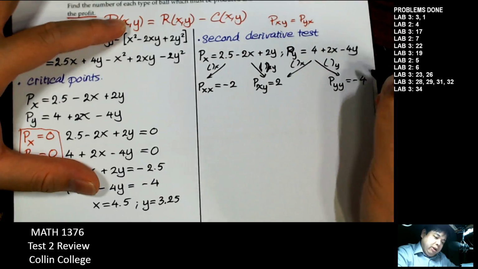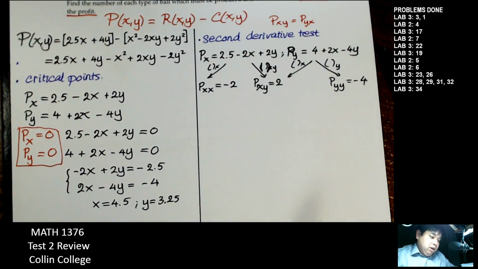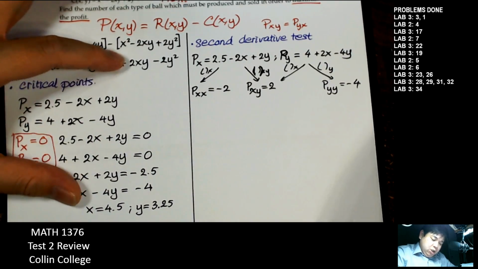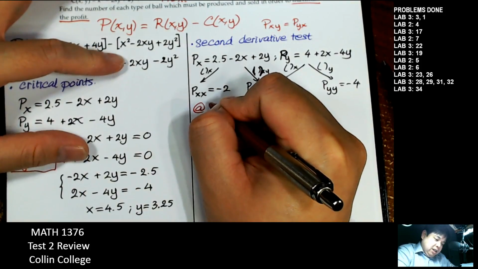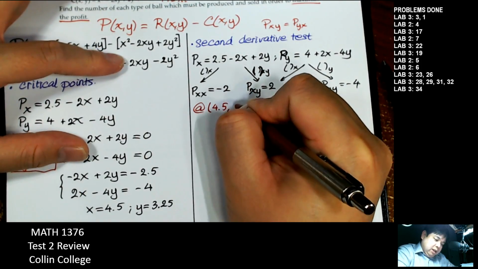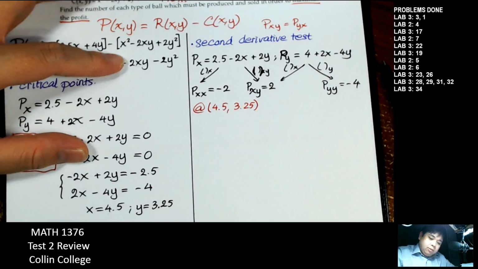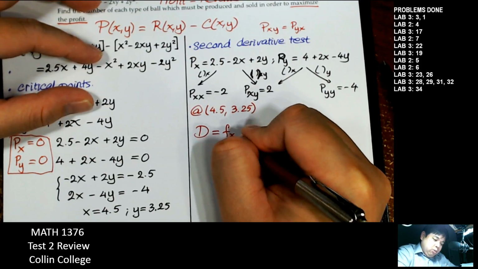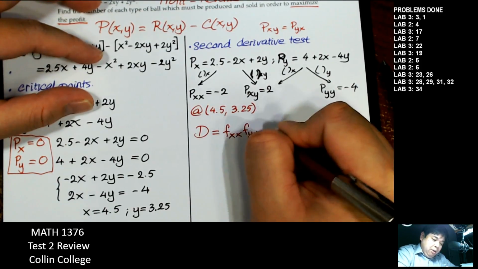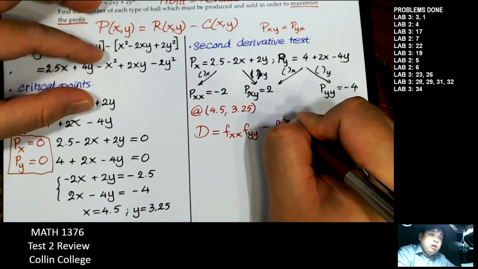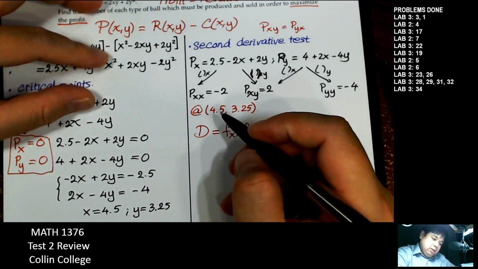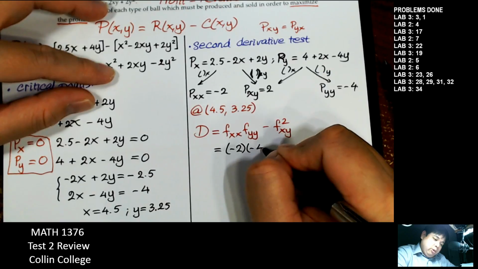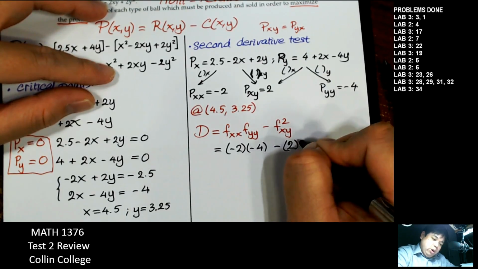p_yy will be -4. Right. Yeah, doesn't matter. I mean, for those points, there's no x and y in it. So we still say at x 4.5 and y 3.25. We'll put everything in it. Discriminant: p_xx times p_yy minus the mixed partial derivative squared. -2 times -4 minus 2 squared.